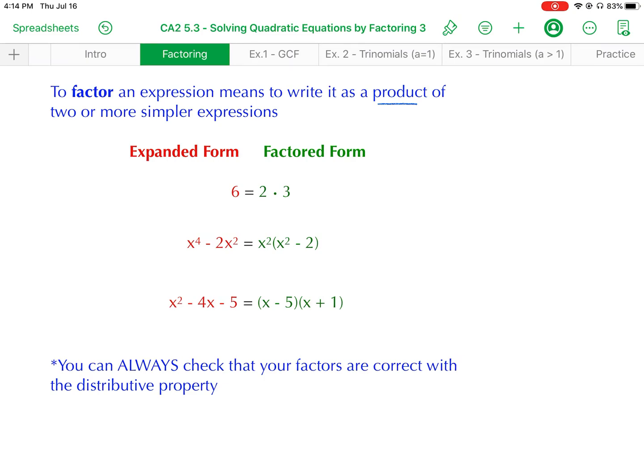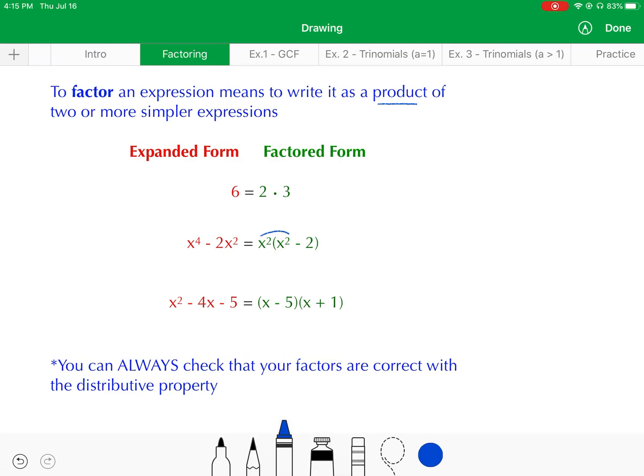Starting with the real number 6, it has a factored form of 2 times 3. 2 and 3 are both considered to be factors of 6. Then we have the variable expression x to the fourth minus 2x squared. It has a factored form of x squared times the quantity x squared minus 2. You can check that these are equivalent if you distribute in the factored form. x squared times x squared gives you x to the fourth, and x squared times negative 2 gives you negative 2x squared.